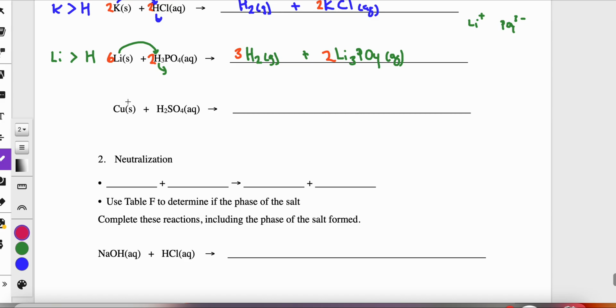Last example. Copper being the free metal, it wants to come in and replace hydrogen out of the acid. When we take a look at Table J and compare the relative activities of copper to hydrogen, we notice that copper is lower on the list, so copper is actually less active than hydrogen. It's not able to replace it. So in this case, we simply write no reaction.